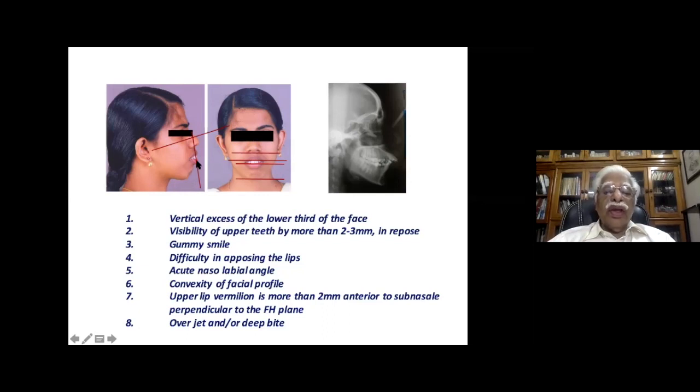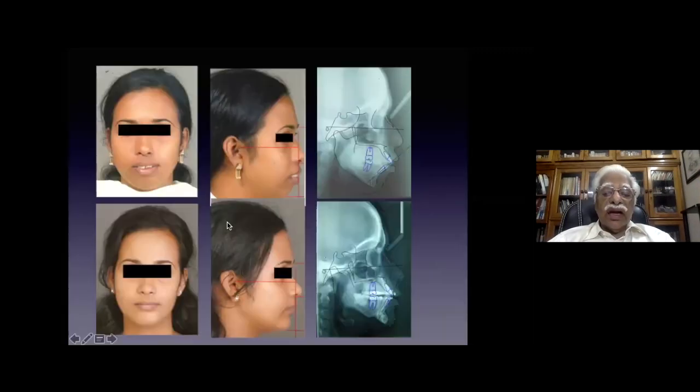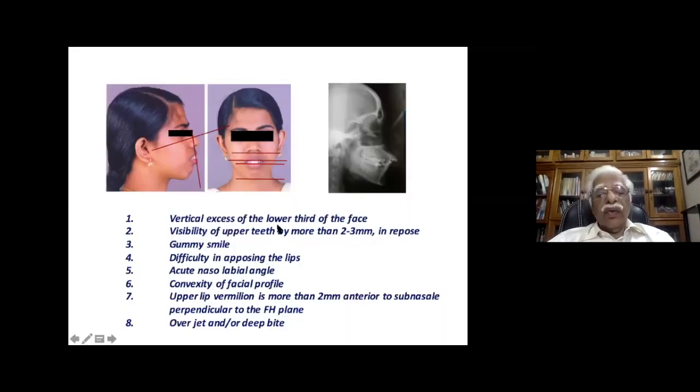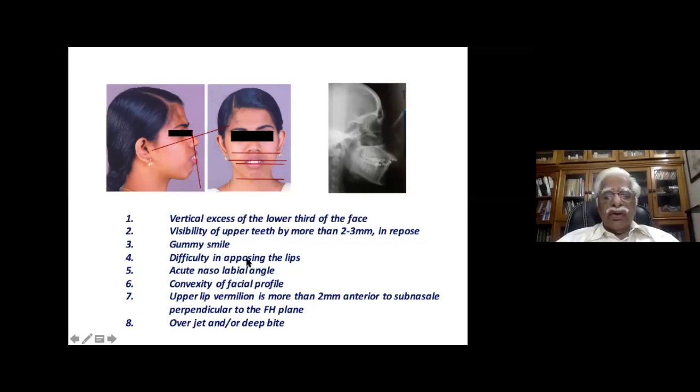The problem here is that she is trying to close her lips, so you can see the puckering here. This is why the chin doesn't look normal. This much difference between this and this is there. So this particular patient has a vertical maxillary excess of the lower third of the face, visibility of upper teeth, all these things I have already explained, and a convex face.